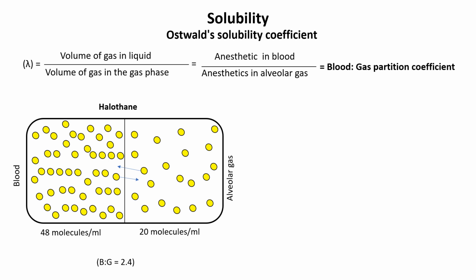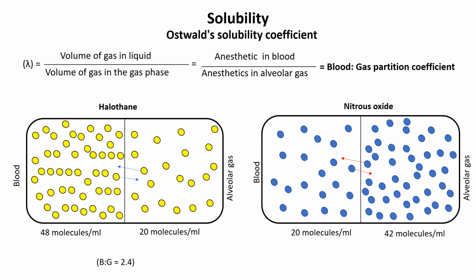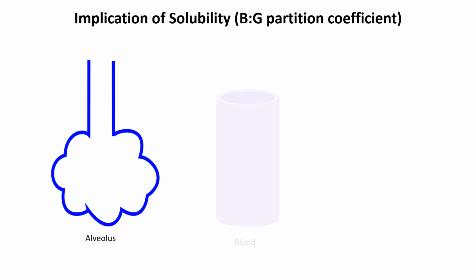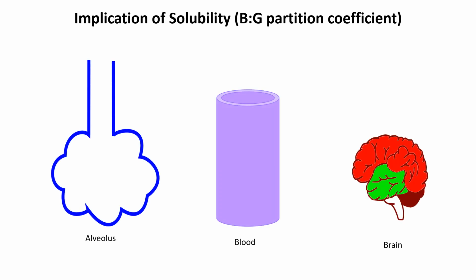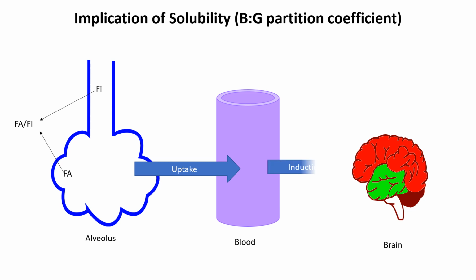On the other hand, a far larger number of nitrous oxide molecules remains in alveolar gas relative to the blood. So, the blood-gas partition coefficient of nitrous oxide is low. The blood-gas partition coefficient significantly impacts the uptake of inhalational anesthetics, the rise of alveolar concentration relative to inspired concentration, and the speed of induction of anesthesia. Let's take an example of halothane and nitrous oxide to illustrate these effects.